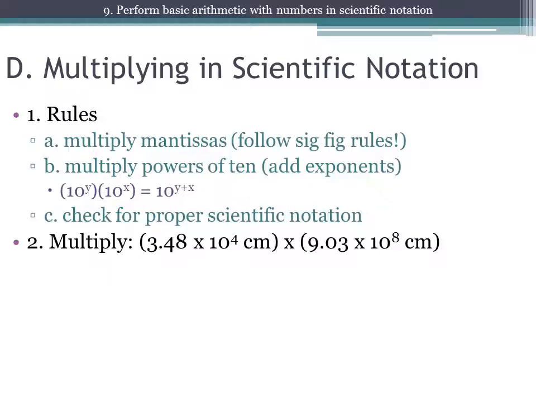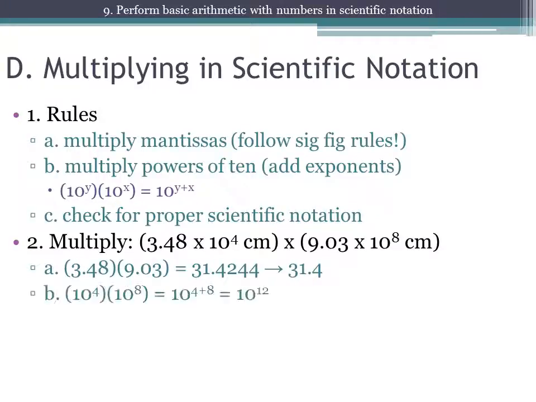So here's an example. 3.48 times 10 to the 4th centimeters times 9.03 times 10 to the 8th centimeters. The first thing we'll do is just multiply the mantissas together. Your calculator is going to tell you 31.4244. Remember your sig fig rules for multiplying and dividing. We're looking at number of sig figs. Both of these measurements have 3 sig figs, so our answer has to have 3 sig figs, so that will round to 31.4. Now we'll multiply the exponents, 10 to the 4th times 10 to the 8th.